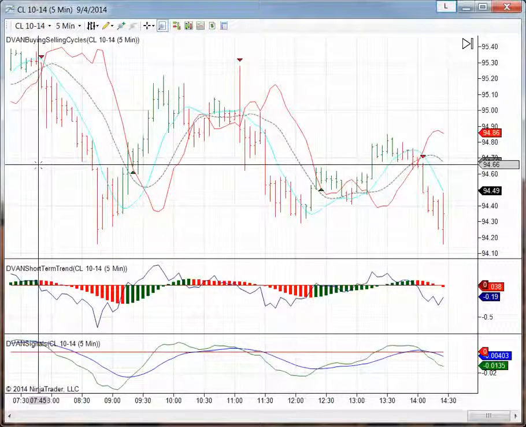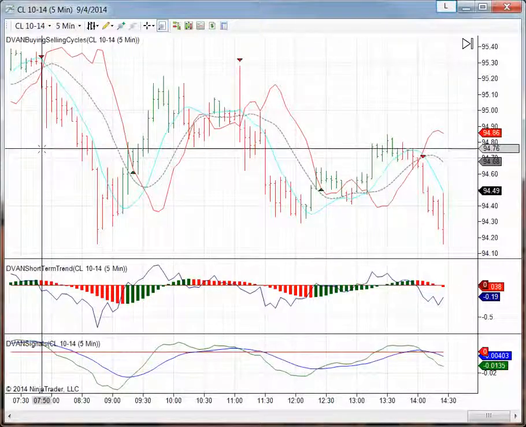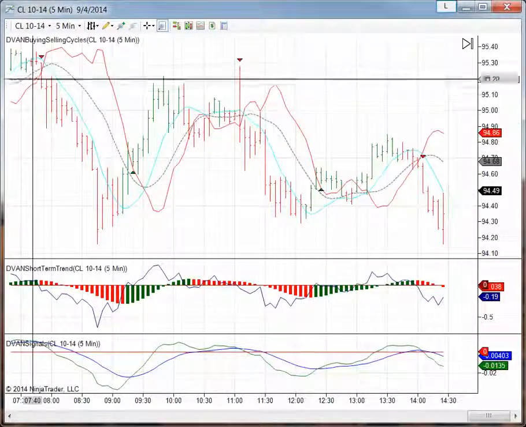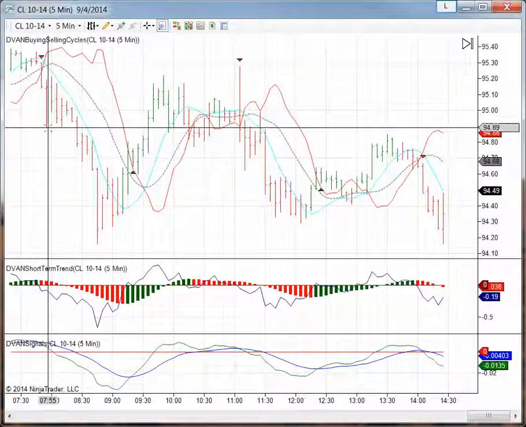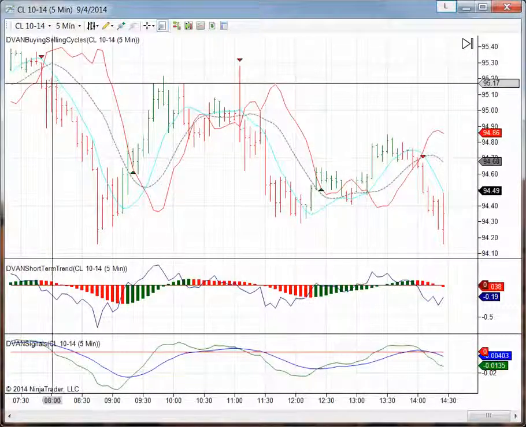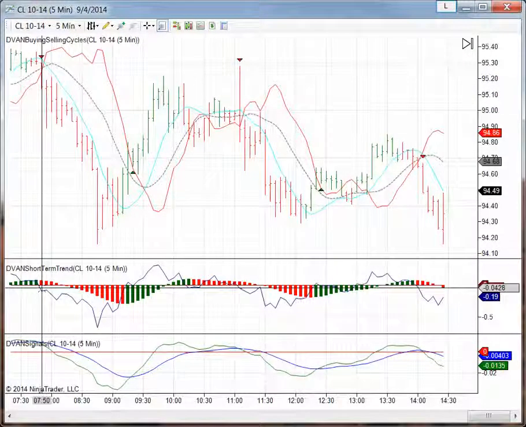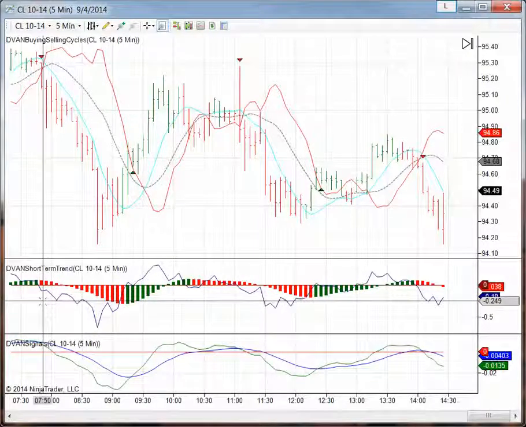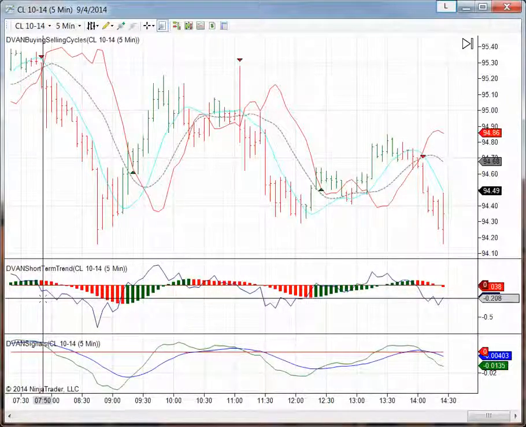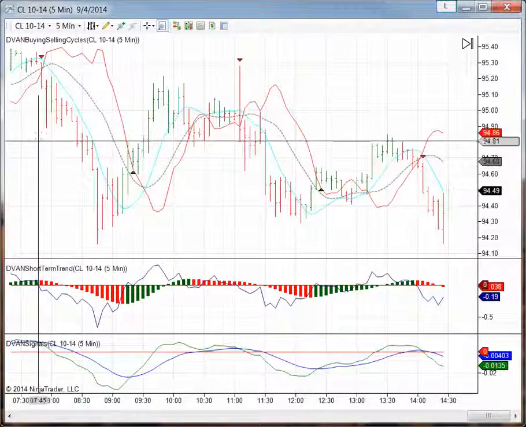The first trade we see at that time period is at 7:50. You see all of our criteria met for a short entry. Red price bars meaning selling pressure is dominant. The red histogram on the short-term trend means that we're entering a short-term negative trend, bearish trend.